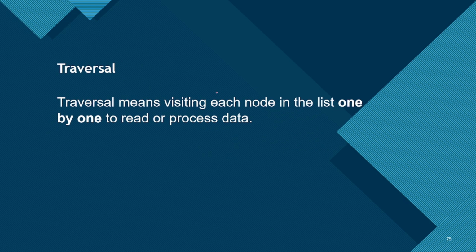The next one is traversal. It means visiting each node in the list one by one to read or process data. So let's take a real world example for this. Imagine scrolling through your Instagram feed. Your app goes through each post one after the other, just like a linked list traversal. So this is what is meant by traversing, because you are wasting too much time on Instagram reels. I know that. Everyone is wasting time.